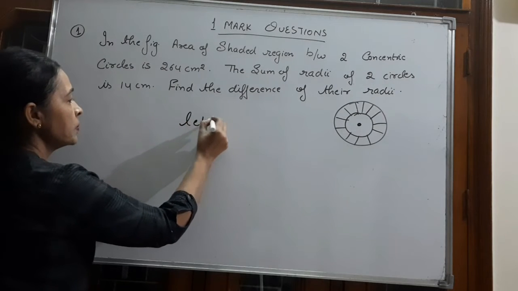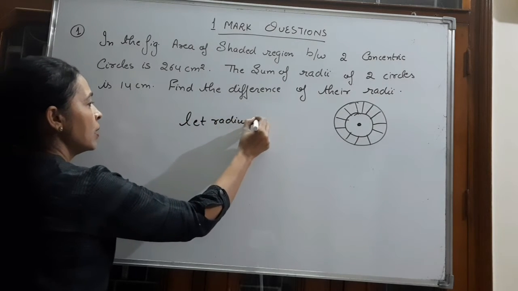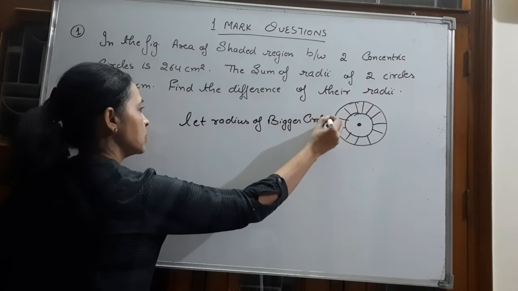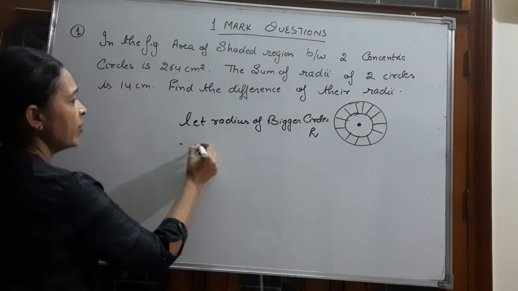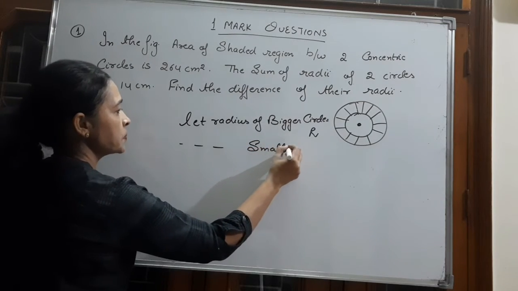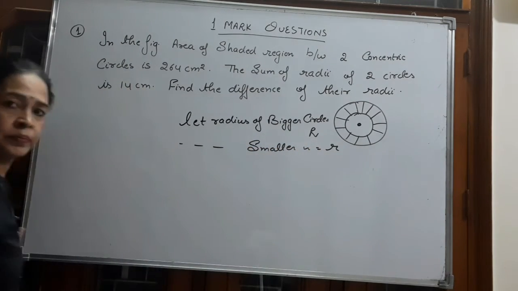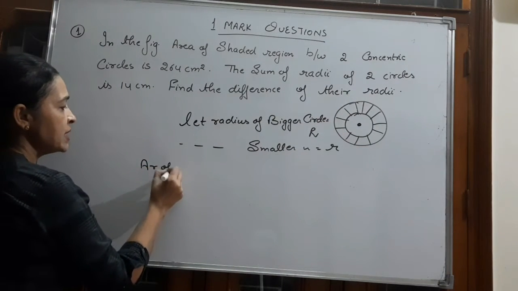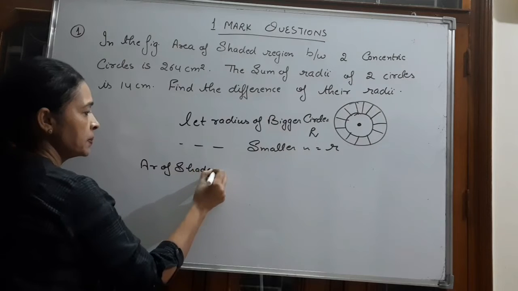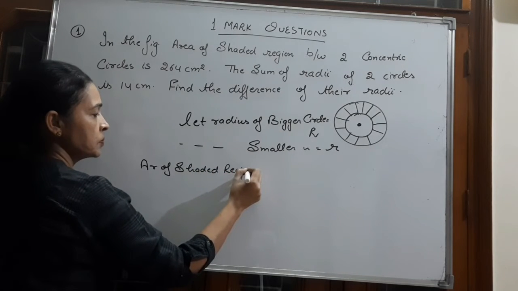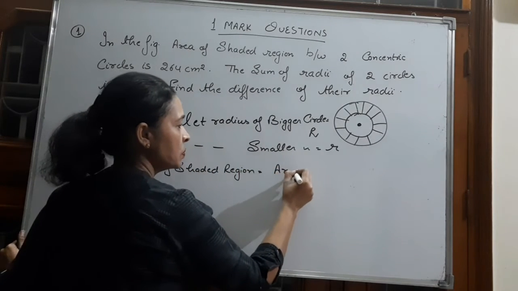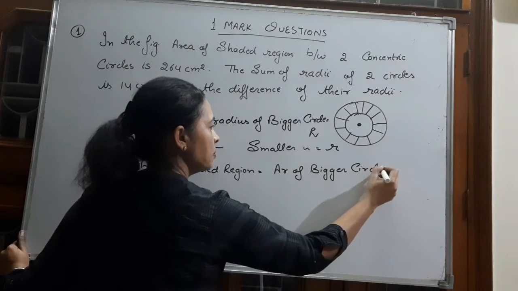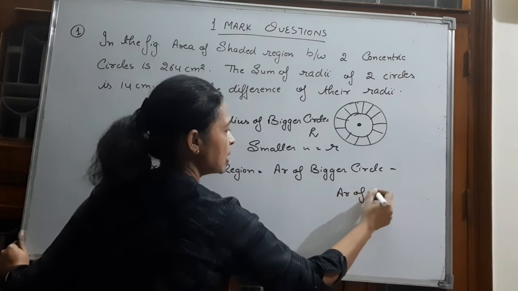Now, let the radius of the bigger circle be R centimeters and the radius of the smaller circle be small r. Now, what is the area of the shaded region? The area of the shaded region can be found by the area of the bigger circle minus the area of the smaller circle.